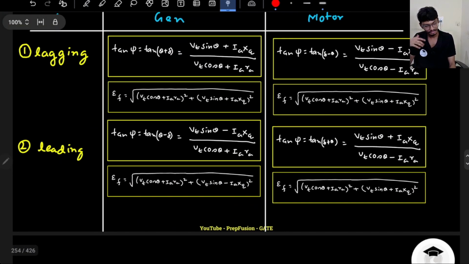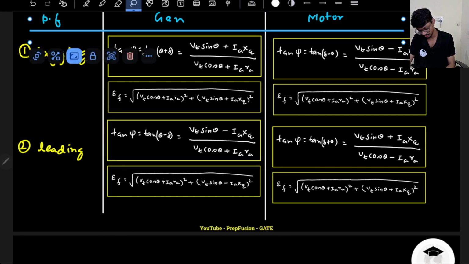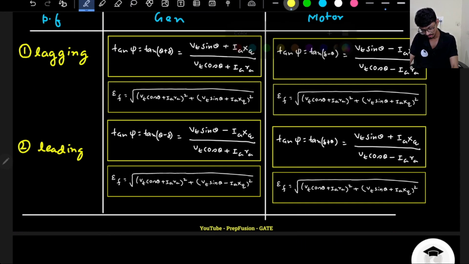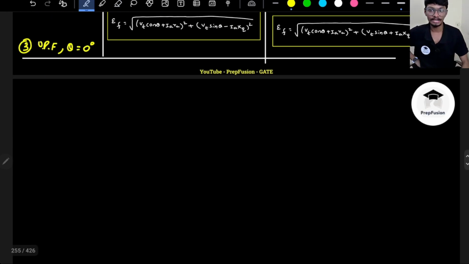And for unity power factor, I hope you can do it. For unity power factor, you just make theta equal to 0, that much you can do. For UPF, I'm not writing the results, but I hope you can do it. For UPF, you just make theta equal to 0 degrees. Okay, that's it basically. So that was about the reluctance and all those things.